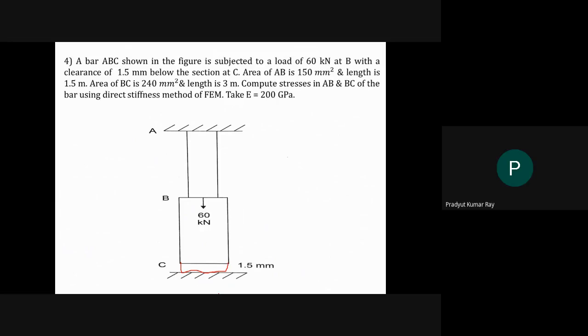That is right. That means I can take the nodal displacement of nodal point C equal to 1.5 mm for equilibrium condition so that this bar will touch this support, yes or no? That means I can say that the maximum possible displacement of this vertical bar BC at node C is how much? 1.5 mm. It cannot be more than 1.5 mm. It will be either less than 1.5 mm.